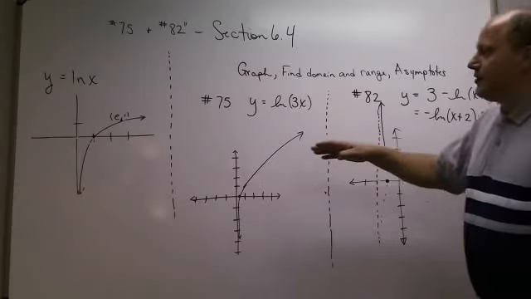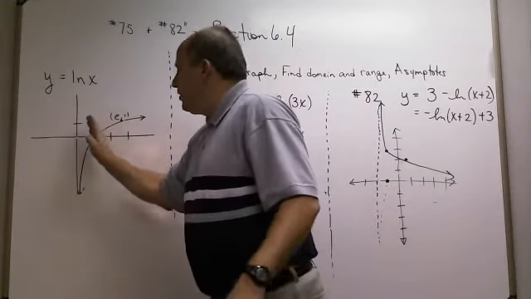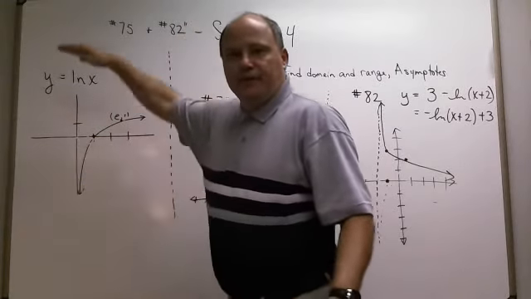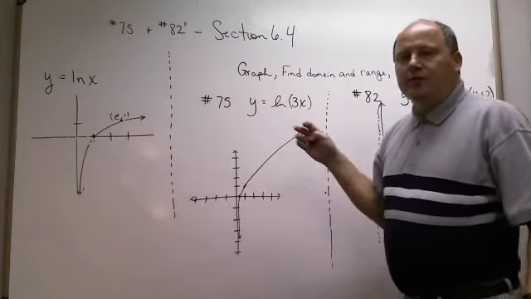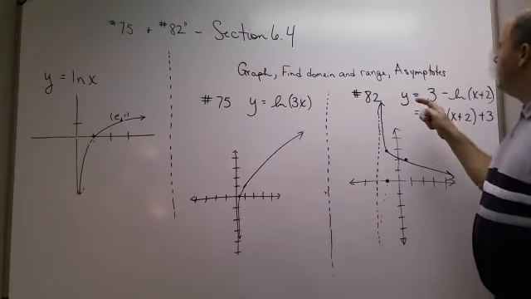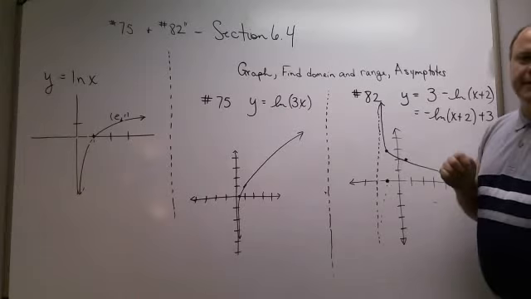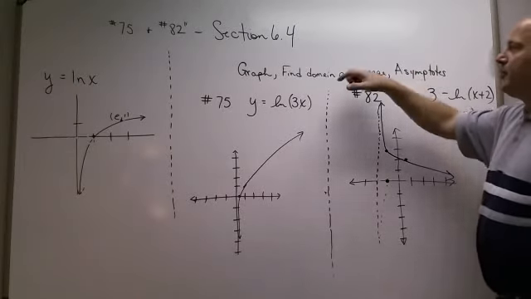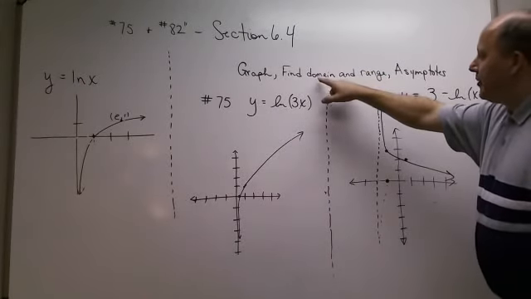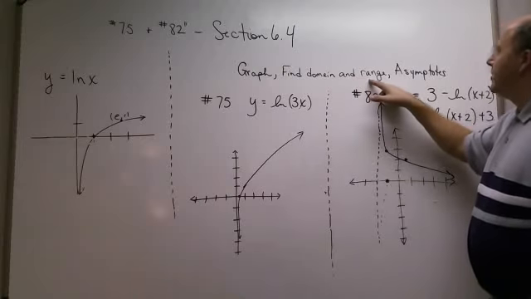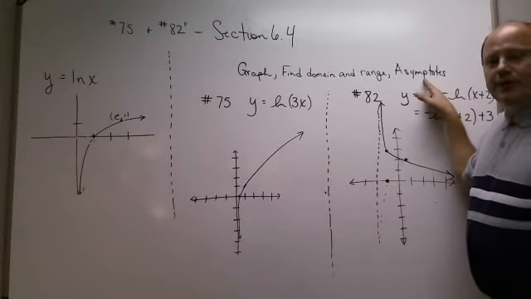So it takes the normal function, moves it 2 units to the left, turns it upside down, and brings it up 3. Just like all the transformations applied to it. Now there are other things that we had to do on these 2 problems. We had to find the domain and the range and find any asymptotes that you might have.